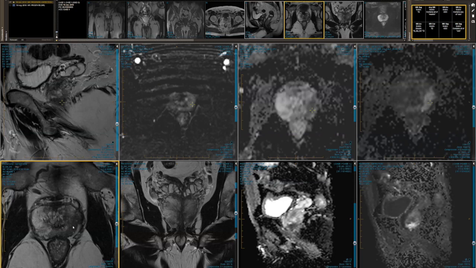So most of what we do is the same. I think the big difference is probably the diffusion.